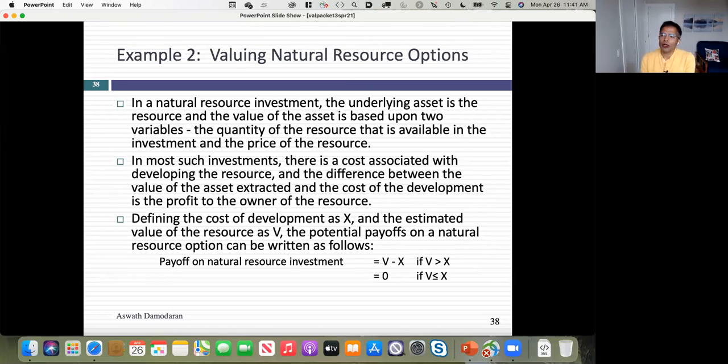Let's say you're an oil company. You've developed reserves and you have undeveloped reserves. Developed reserves are the reserves you've developed, the oil is coming out of the ground. Undeveloped reserves are reserves you can choose to develop. Let's look at what drives the decision.